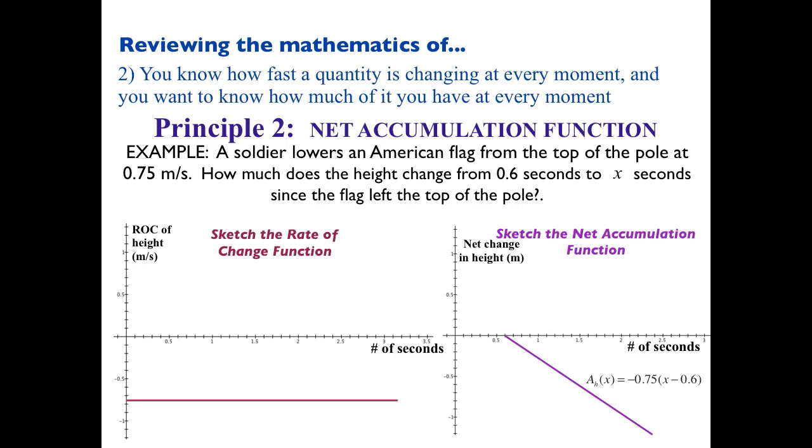So that is our net accumulation function, the one that we wrote, negative 0.75 times x minus 0.6. Does that graph make sense? If not, mull it over, ask one of us.